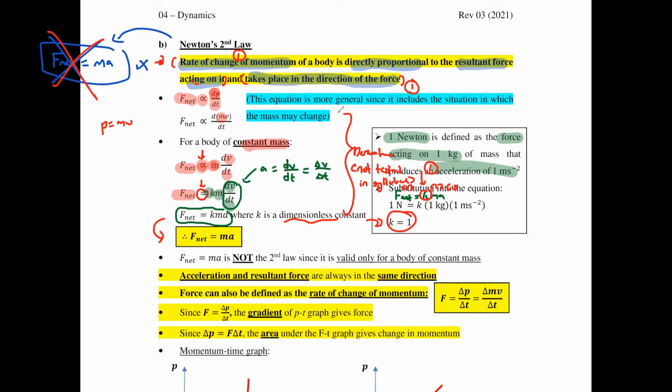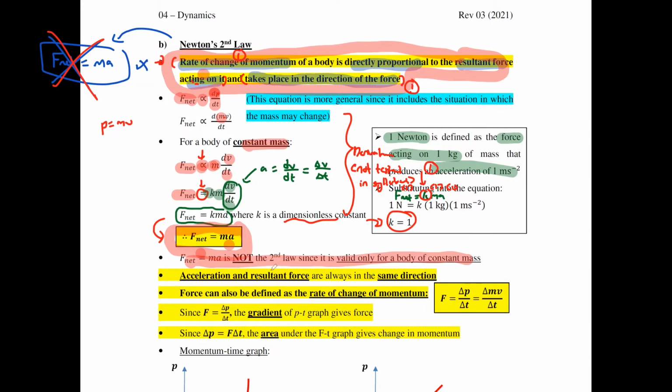What is important for you to know is that Newton's first law is defined as this, and then as a consequence of it being defined as this, you get F net equals ma. F net equals ma is a consequence of this definition. It is not the definition of Newton's second law itself. All right, so I already wrote it here. F net equals ma is not the second law. And it's also only valid for a body of constant mass.